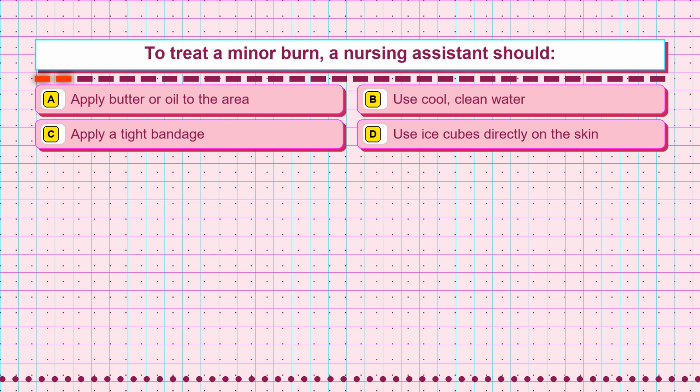Question 46. To treat a minor burn, a nursing assistant should option A, apply butter or oil to the area. Option B, use cool, clean water. Option C, apply a tight bandage. Option D, use ice cubes directly on the skin.